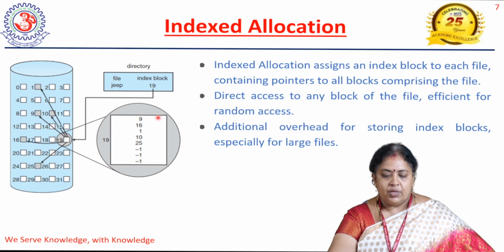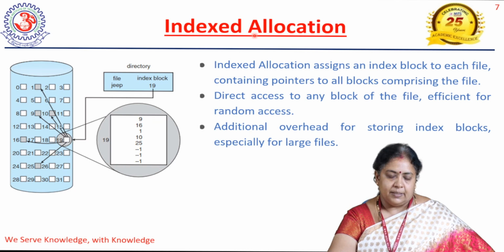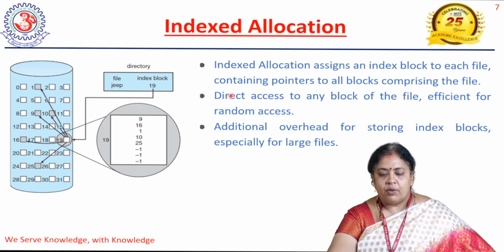So in order to have direct access also, we are going to use this allocation method. It is a linked allocation only, but in order to have the pointers separately, instead of in each block, we keep them in one block that is called the index block. By this we can have random access to any block of the file. Suppose I want the third block: directly I can go to the index block and find out the address of the third block, where it is located on the disk. So it is suitable for random access.